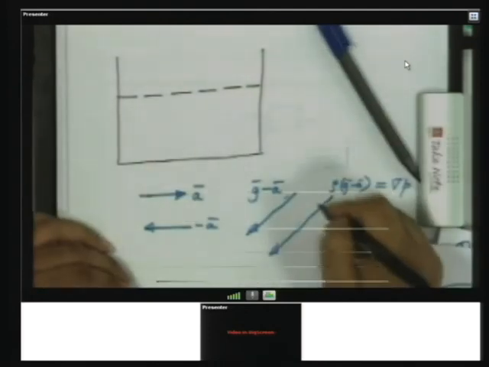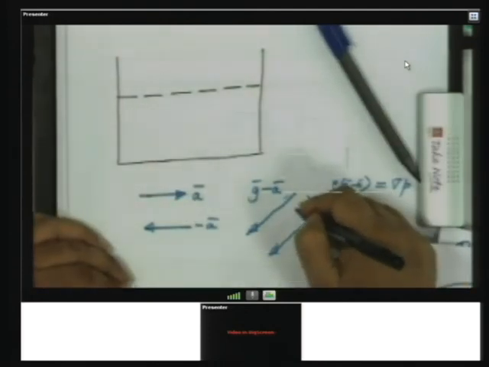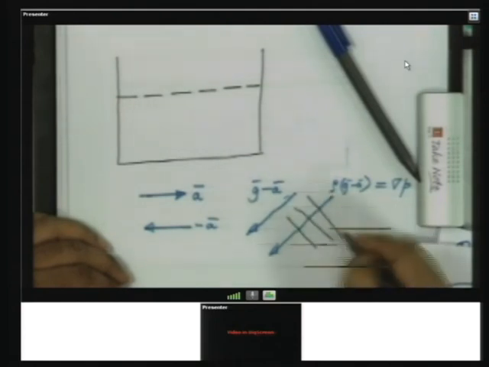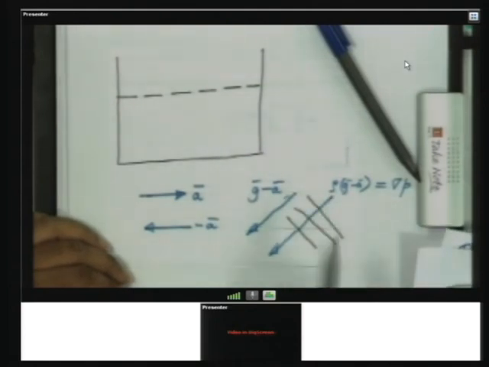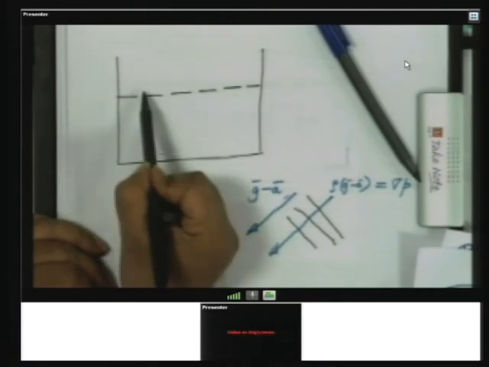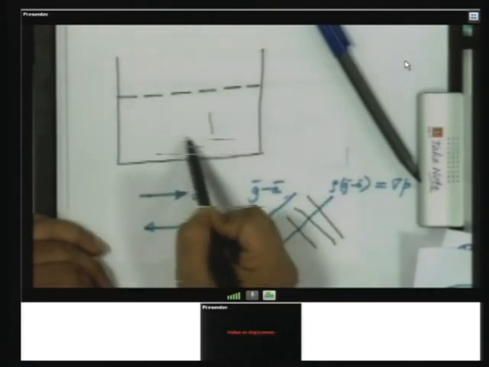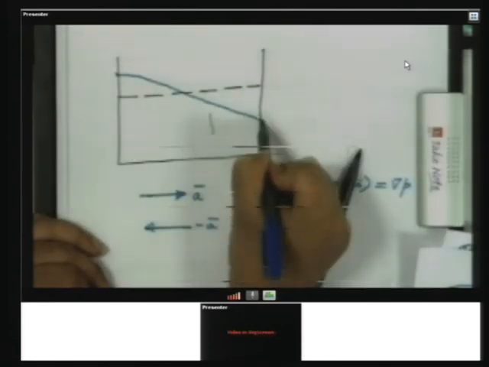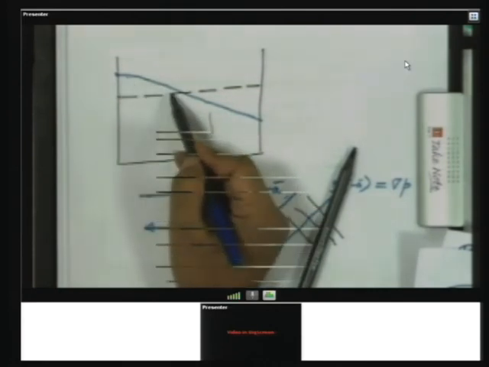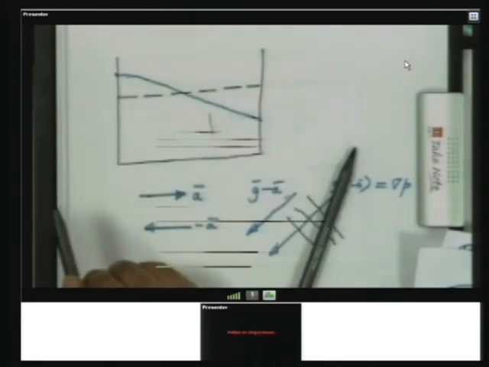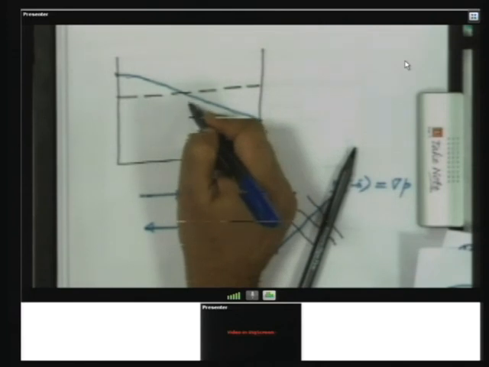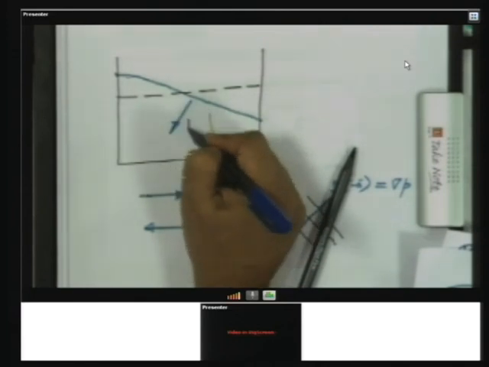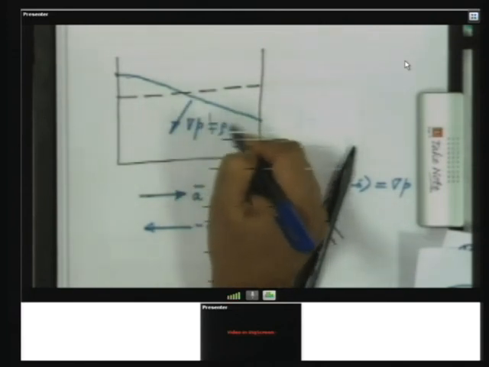So, the surfaces of constant pressure are going to be perpendicular to this. So, the free surface will tilt, and of course, the volume of liquid must be conserved. So, it will have a shape somewhat like this, where this volume will be equal to this volume. So, this is the direction of grad P, which is rho times G minus A.